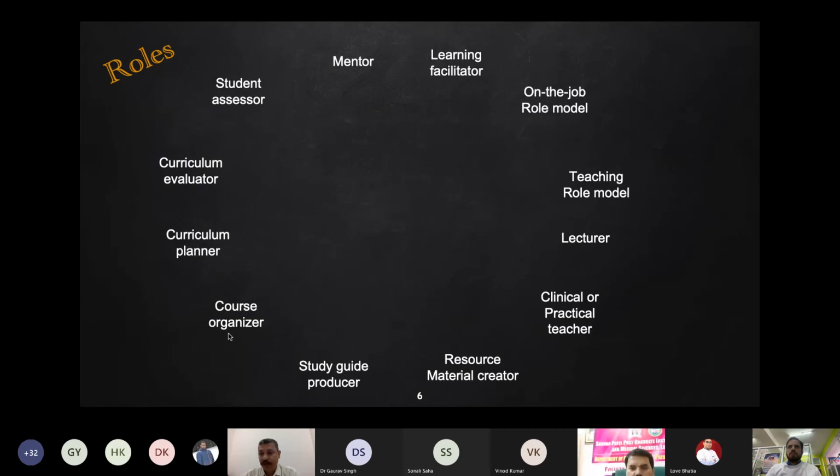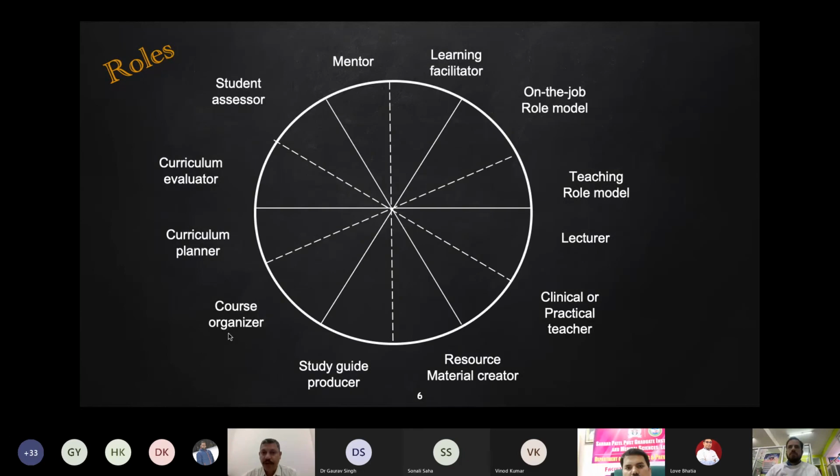And then, last but not the least, most important, student assessor. You have to assess the students in different ways, formative assessment and all the different types of assessment that we'll see later on. So basically all these roles which we as teachers have to perform are divided under different small domains. As a mentor and as a learning facilitator, we play the role of a facilitator. As on the job role model and teaching role model, we act as a role model for the student. As a lecturer and as a clinical practical teacher, we act as an information provider. We provide information and knowledge to the student.